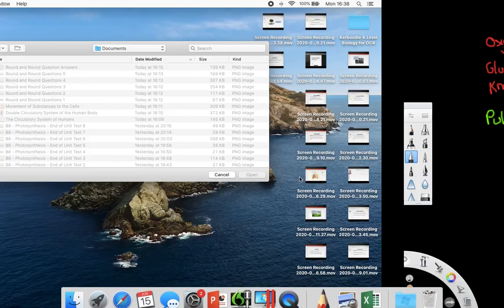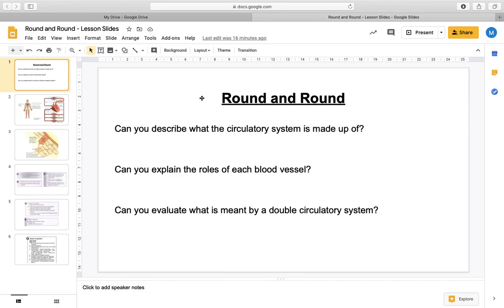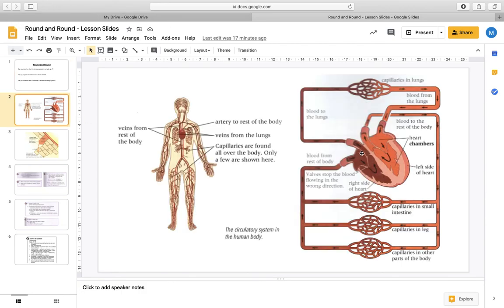Right then, so you should now be able to describe what the circulatory system is made up of. It's made up of these arteries, veins and capillaries. You should be able to tell me the roles of each blood vessel. The arteries carry blood away from the heart, veins carry blood to the heart, capillaries allow the exchange of materials between cells and the blood. You should be able to tell me what is meant by a double circulatory system. So it's this idea that one loop sends blood to the lungs, one loop sends blood to the body.